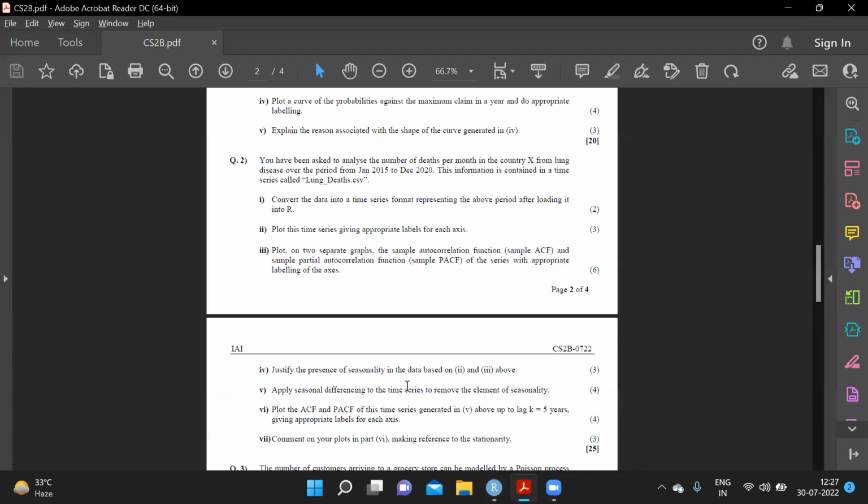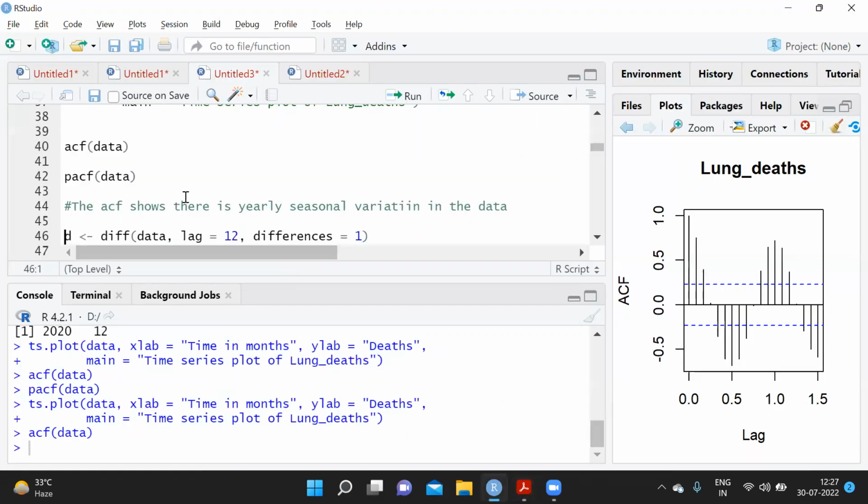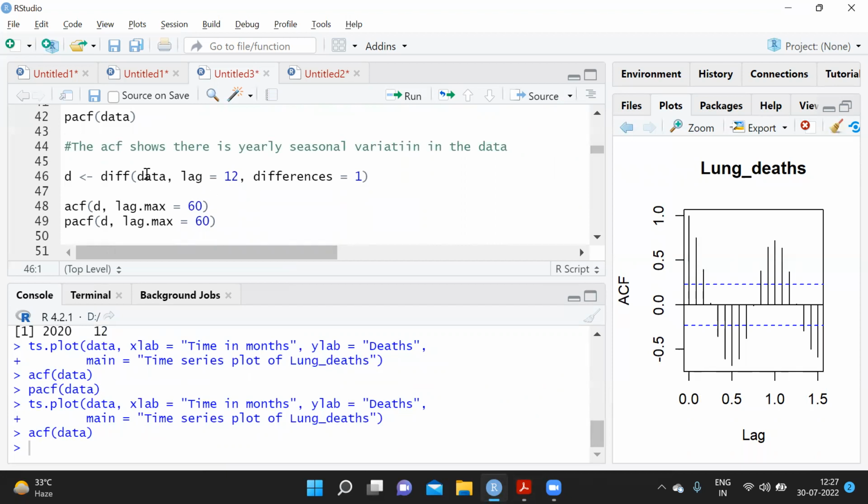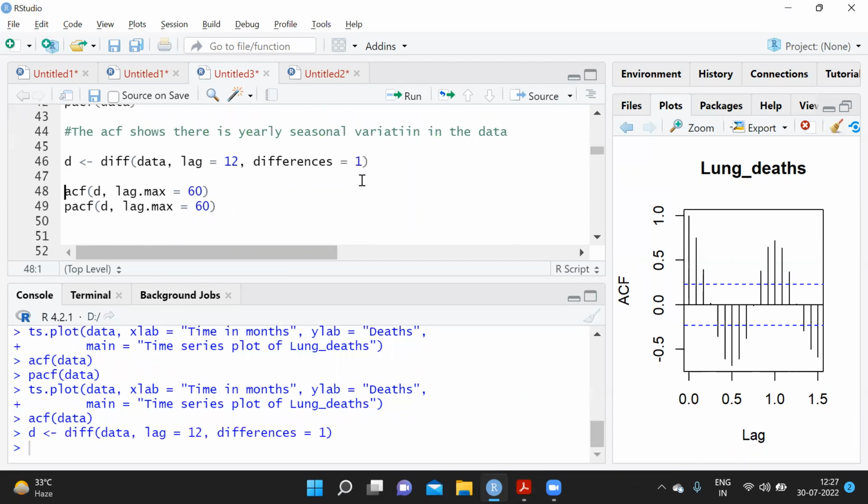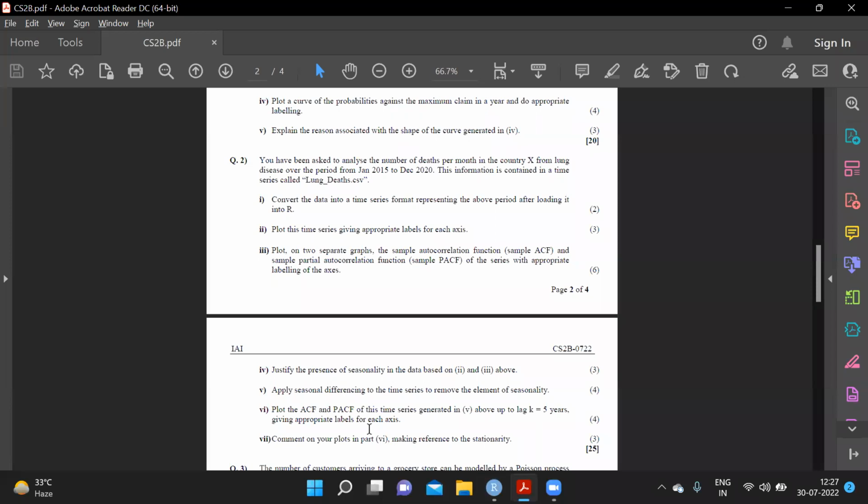Then apply the seasonal differencing in the time series to remove the element of seasonality. So we'll see the difference in data is the diff of data, lag equals 12 since it's a yearly seasonality, and differences equals 1. Then we have been told to plot the ACF and PACF of this time series generated in part 5 up to lag k equals 5, giving appropriate labels.